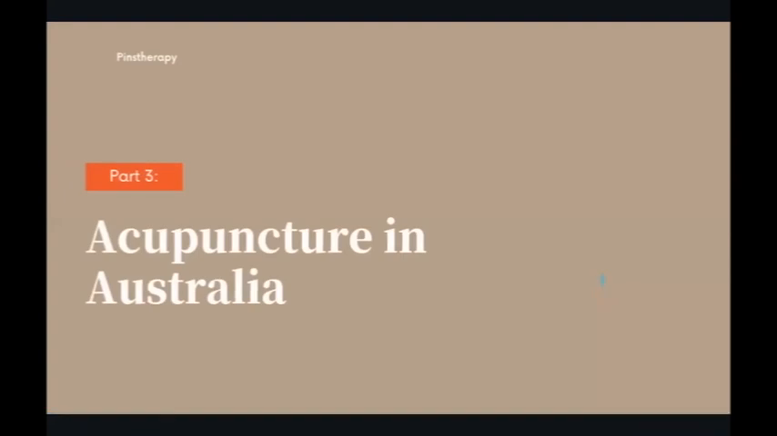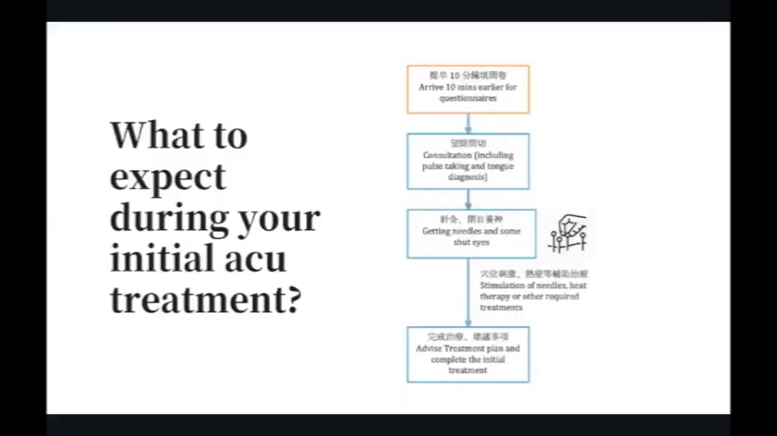Part 3 is acupuncture in Australia, and what to expect during your initial acupuncture treatment. If you are my patient, you know that we ask a lot of questions in the first session. There's a 2-page questionnaire that you need to fill out, and we go through the questions together, and I look at your tongue, your facial features, your symptoms and your pulse to work out a treatment plan for you. That's the consultation, and then we use the needles to help treat your issues.